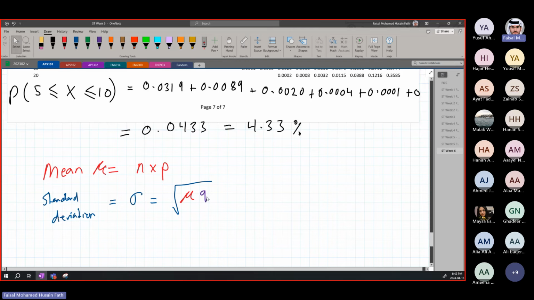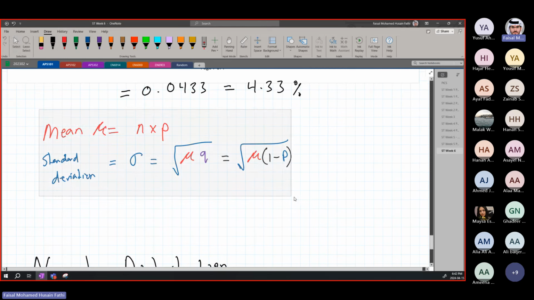So n p q. Remember, q is simply, and you could rewrite this in a different way, the square root of n times p times 1 minus p. It's the same thing. q is just 1 minus p. So these are just the equations. Just remember them, use them. I'm not sure if you have a formula sheet or not.